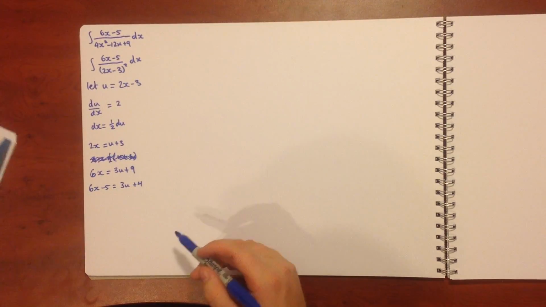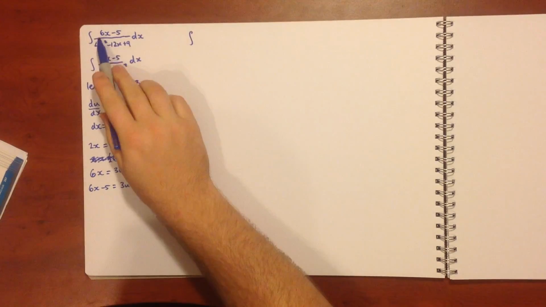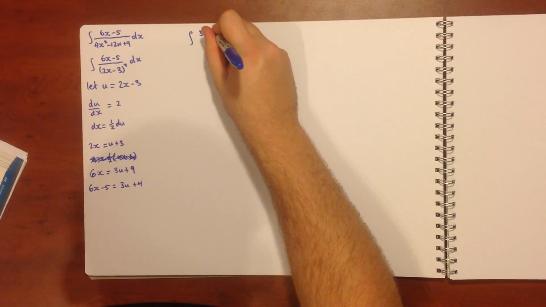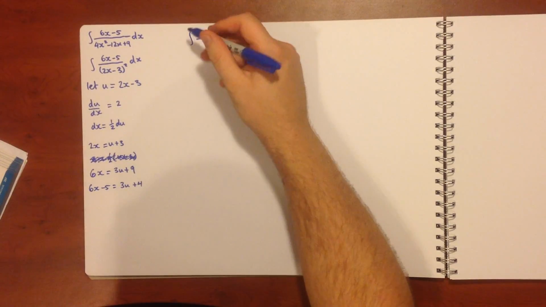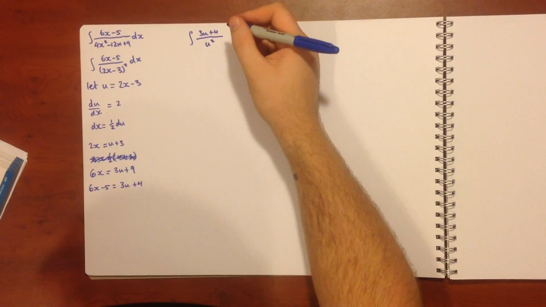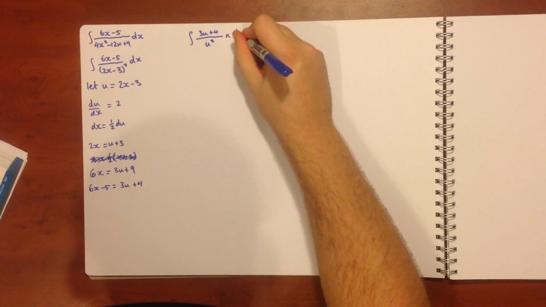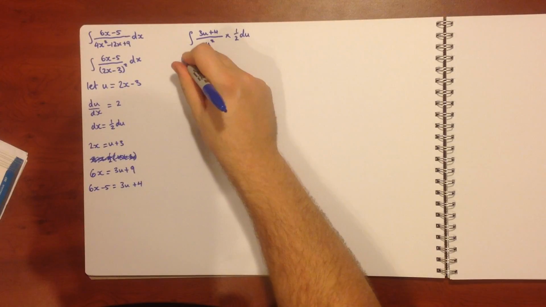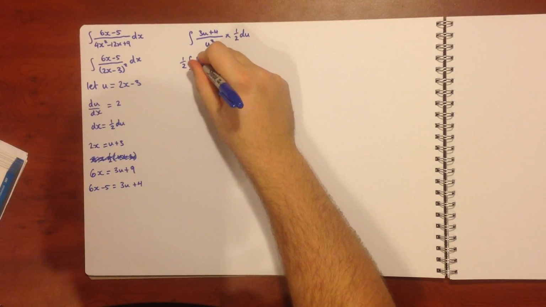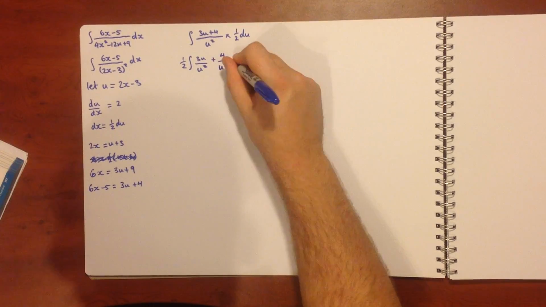Now when we do all that, you'll see that our integral becomes quite nice, because now we've got our substitution for our 6x take 5. That's our 3u plus 4 over, well, we did our substitution for u here, so it's just u squared. We can also replace our dx with our half du. So we've got a half outside of our integral of 3u on u squared plus 4 on u squared du.